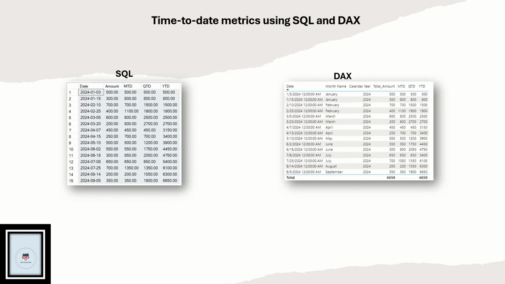So, this is the example. Here you see on January 1st you have 500 and on January 15th you have 300. MTD for January 1st will show 500, and for January 15th you will show 500 plus 300, which is 800. Similarly for February, on the 10th and 25th, February 10th you will show 700 and on the 25th you will show 1100. So, this is MTD.